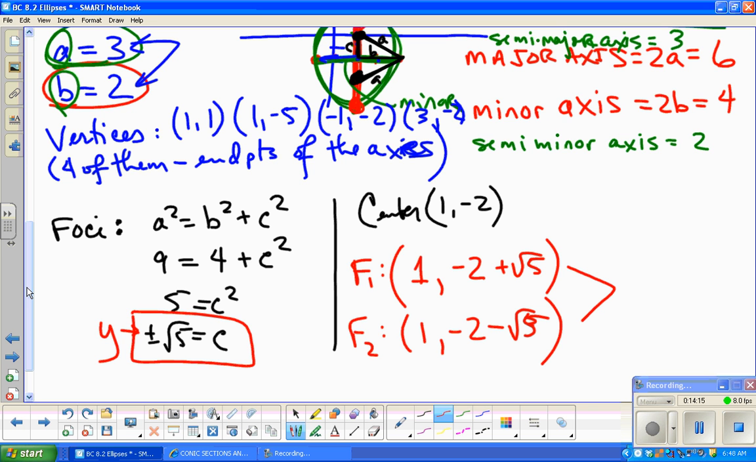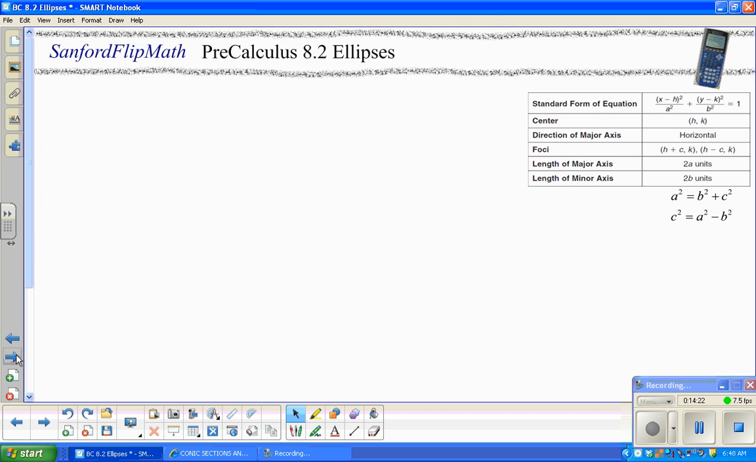That's it. Now we got a couple of other issues to deal with, and one of those is that the equation is not always going to start off in that form. So let's do an example where it's not already starting out cute.